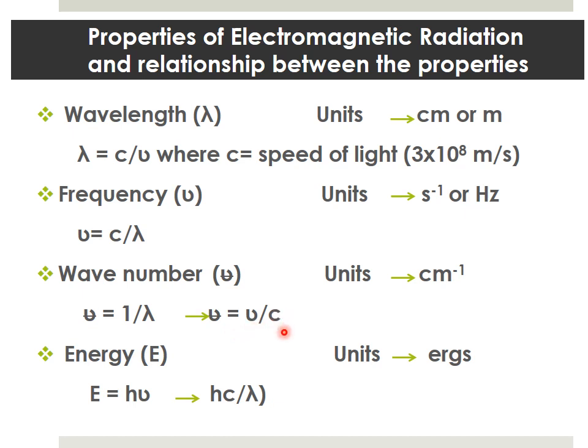Each electromagnetic radiation is also associated with energy, which is represented by the symbol E, and for 1 photon of radiation, the units of energy are ergs. Energy can be represented mathematically as E is equal to h nu, where h is Planck's constant, and if we put the value of nu as c over lambda, this equation becomes E is equal to hc over lambda.